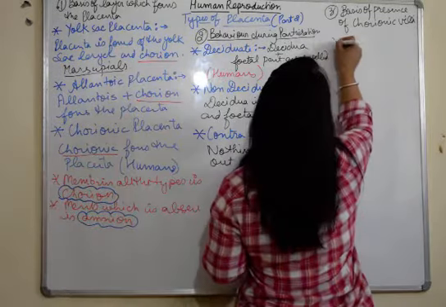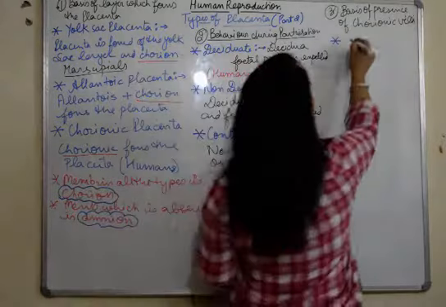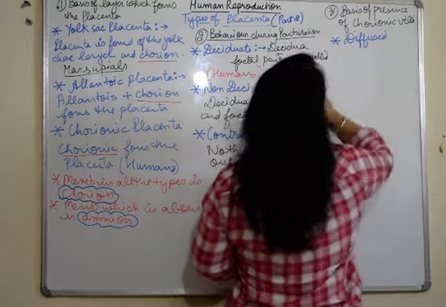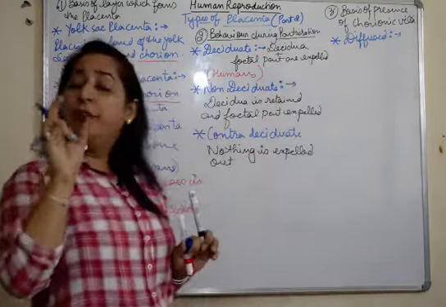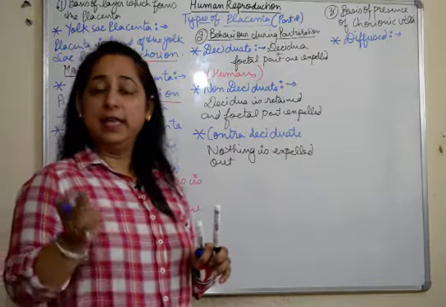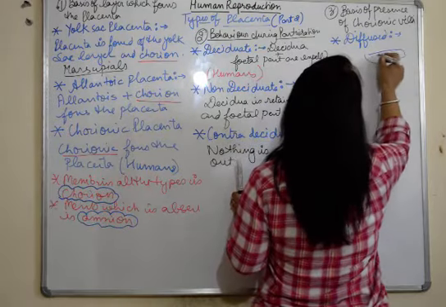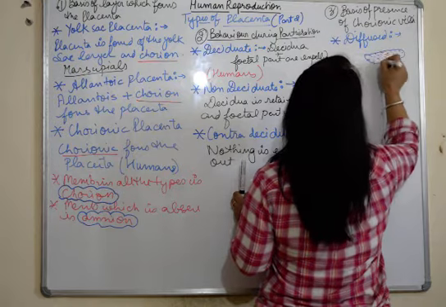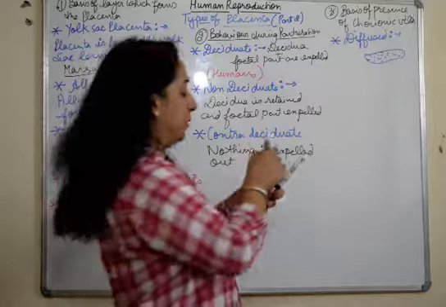So the first type of placenta on the basis of arrangement of chorionic villi is the diffused type of placenta, wherein the villi are diffused throughout the surface. Suppose this is the embryo, so the chorionic villi are diffused throughout the surface. The villi are present throughout the surface of the developing embryo.